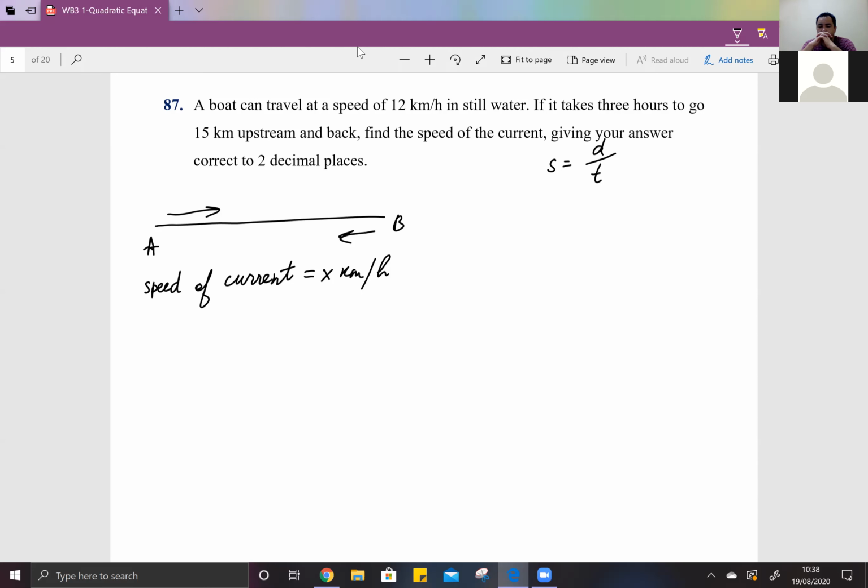Do I need to do 30 divided by 3? What is divided by 3? 30. Why? Because it takes 15 kilometers to go upstream, and then to come back it takes another 15, right? So that will be 30 in total.